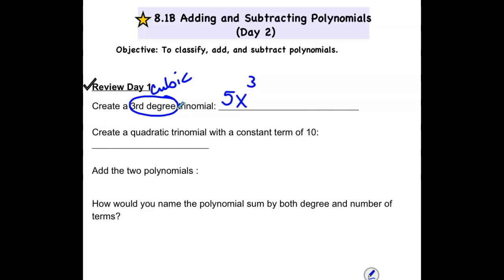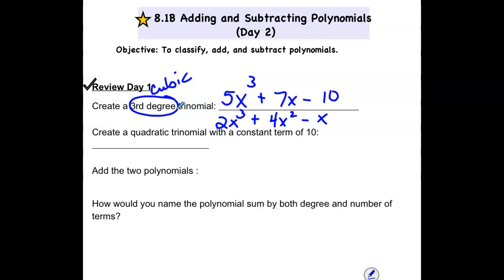And if it's supposed to be a trinomial, it has to have how many terms? 3. So I need 2 more terms. They can't go over a power of 3, right? That has to be the highest one. So I could have something like plus 7x minus 10. All right, that is a cubic trinomial. I could do something like 2x cubed plus 4x squared minus x. That is also a cubic trinomial. Okay?